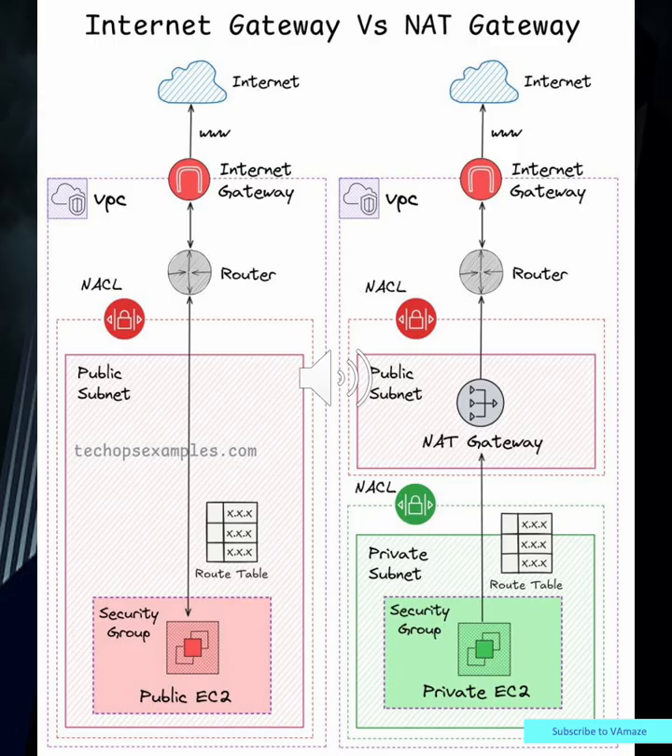Choosing the right architecture. The decision comes down to one fundamental question: does the Internet need to initiate connections to your resource? Choose Internet gateway when users need direct access to your service, external systems must connect to your application, you're building public-facing infrastructure, you want the simplest possible network path.